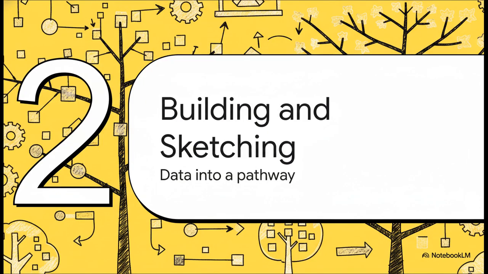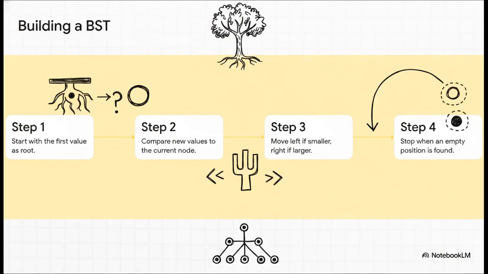Moving right along to Section 2. Building and sketching trees. Turning data into a pathway. Now that we know the abstract rule, I challenge you to use it to actively build a tree from scratch. Building one is honestly like laying down a physical pathway where you make a simple binary choice at every single fork in the road. Step 1, start with the very first value in your dataset and make it the root node. Step 2, take your next value and compare it to that current node. Step 3, move to the left if the new value is smaller, or to the right if it's larger. And finally, step 4, just keep moving down until you hit an empty position and plant your new node right there.